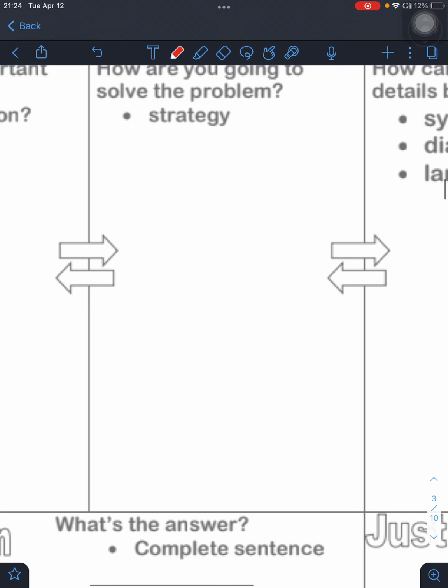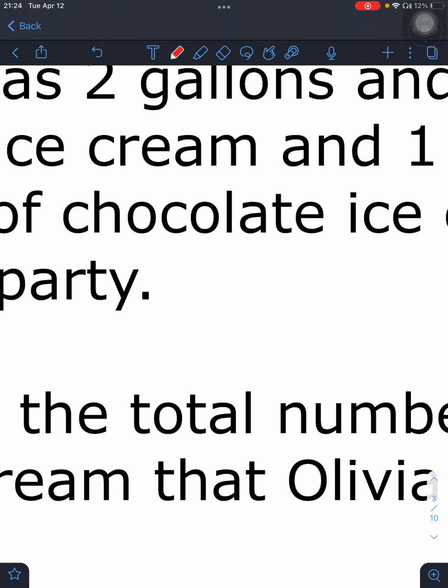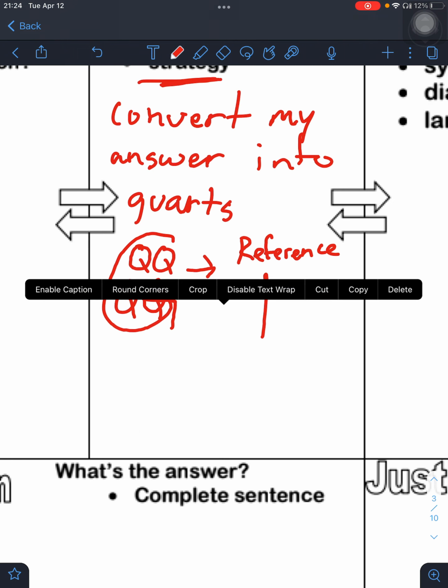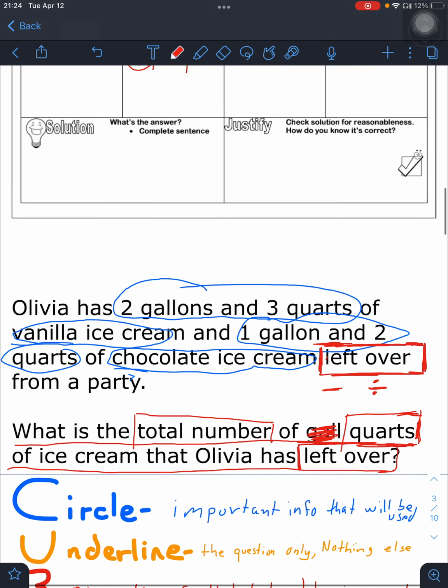Okay. Next, we also have, having technical difficulties here. Delete. All right, let's undo that. I'm not sure what happened there. Copy. All right. We started out with 2 gallons, 3 quarts, and 1 gallon and 2 quarts of chocolate ice cream. Okay. What is the total number of quarts of ice cream Olivia has left over?